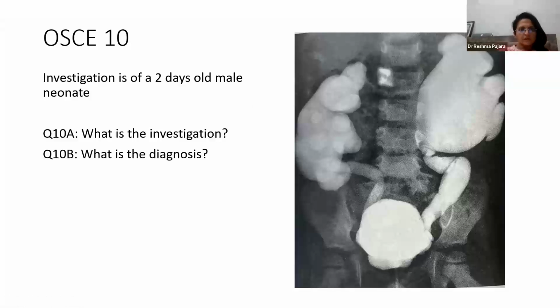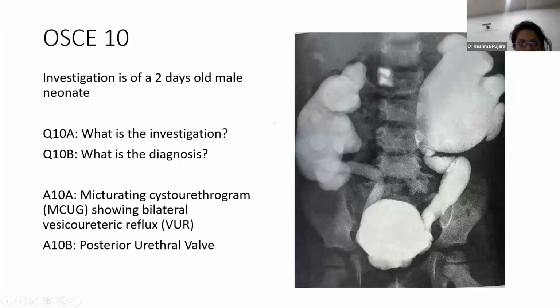So, what could be the cause for this in a male newborn with only 2 days? Posterior urethral valves, perfect, okay. Fine, move on to the next question.